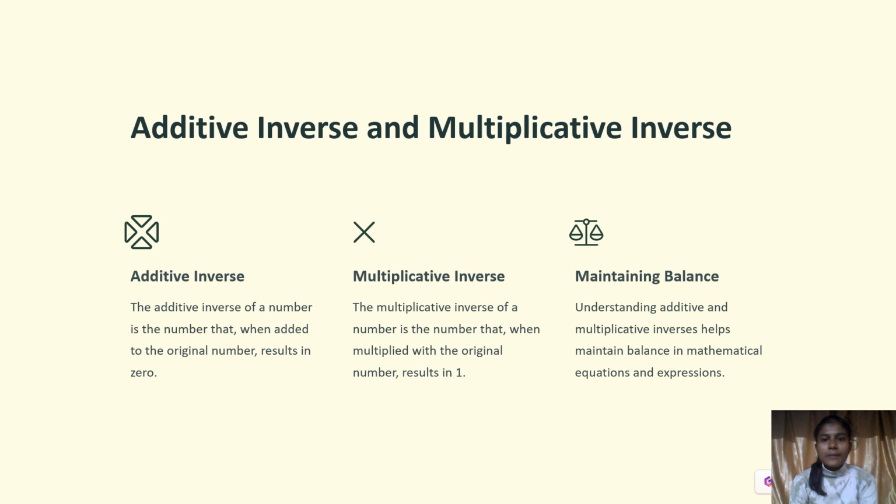Additive inverse and multiplicative inverse. Additive inverse. The additive inverse of a number is the number that when added to the original number results in 0. Multiplicative inverse. The multiplicative inverse of a number is a number that when multiplied with the original number results in 1. Maintaining balance. Understanding additive and multiplicative inverses helps maintain balance in mathematical equations and expressions.